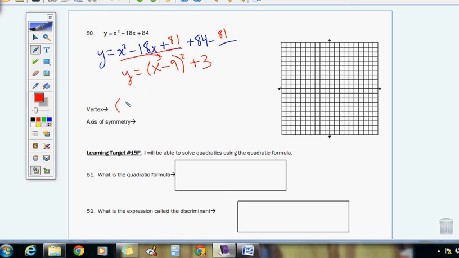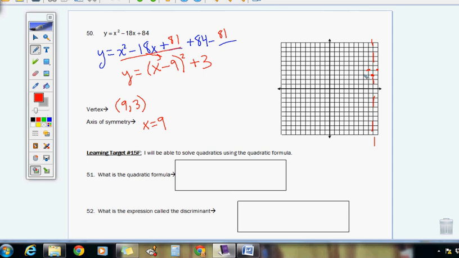So our vertex, lots of practice with this, is going to be 9, 3, 9, 3. The axis of symmetry is x equals 9. So over here, there's our axis of symmetry here. And then the vertex is over 1, 2, up 3. And then it's just open upwards normal.